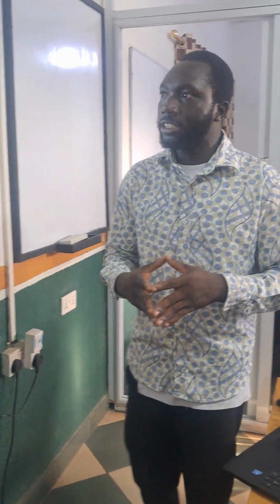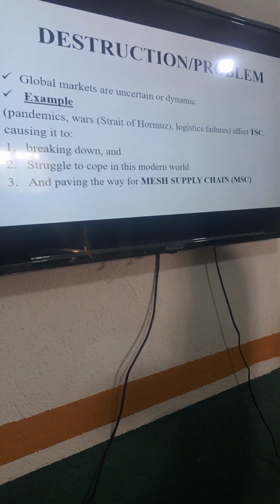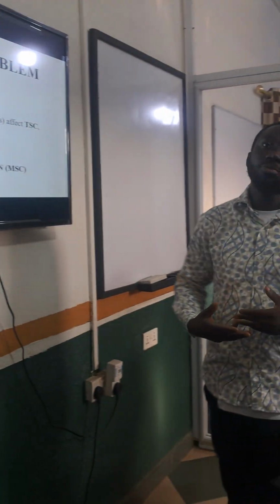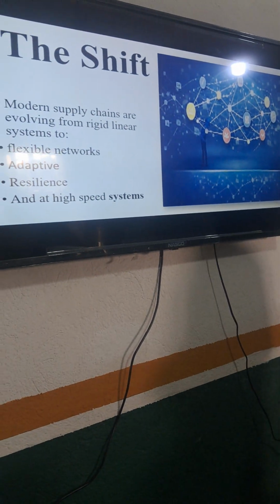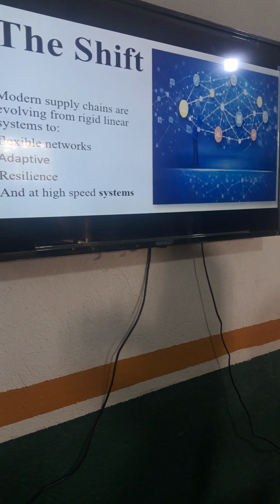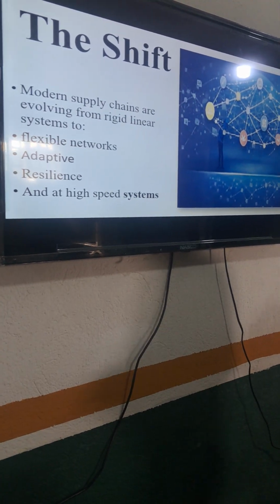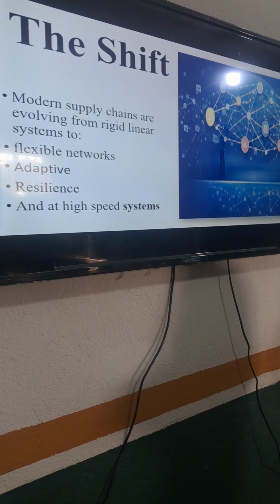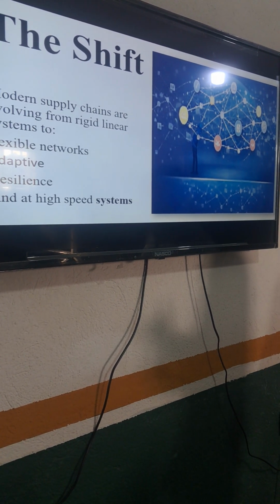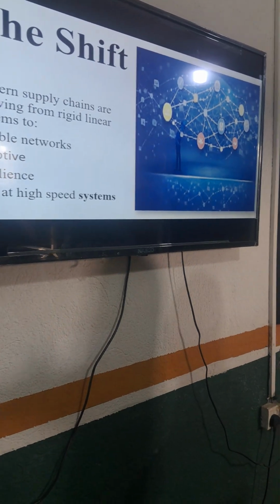It also led to the emergence of the modern supply chain called a network supply chain. The traditional supply chain has broken down and struggled to cope with the dynamism of the modern economy that we have, paving the way for the emergence of the network or mesh supply chain. The factors that led to this shift are the adaptability, the resilience, and the flexibility of the mesh supply chain.